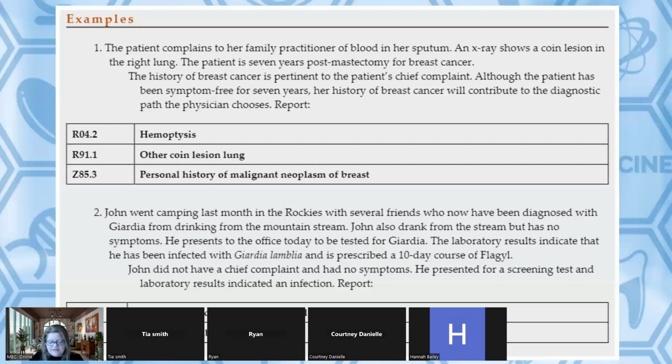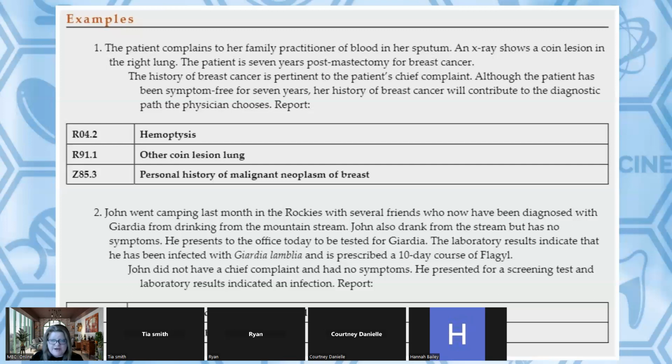But hemoptysis is code R04.2. So you would report that because that's her chief complaint, and that would be reported first, right? That's the whole reason she was in there. Blood in her phlegm. Okay.